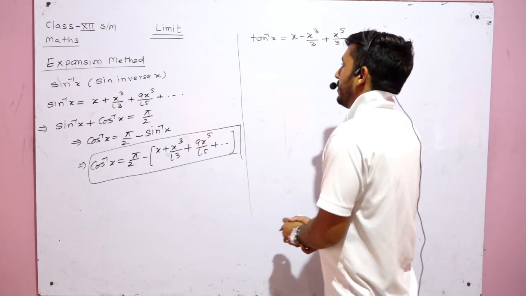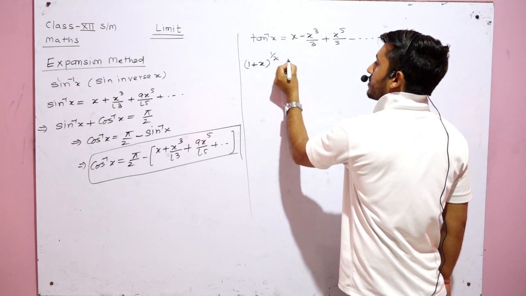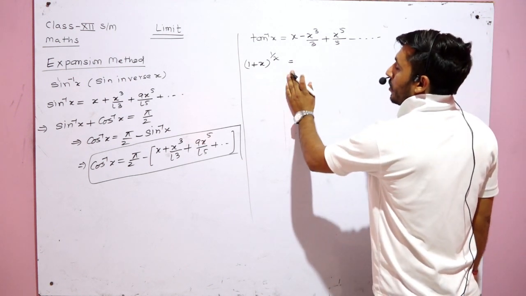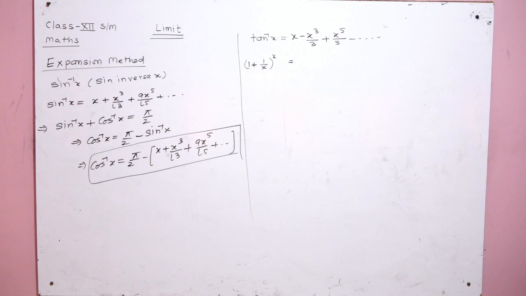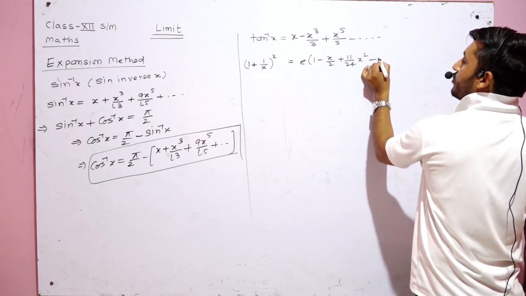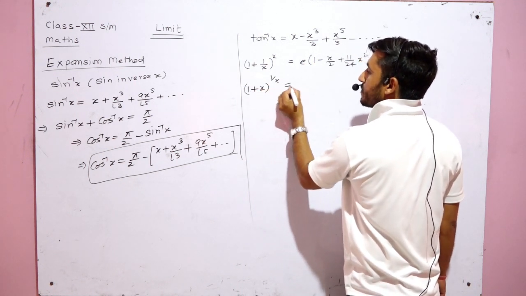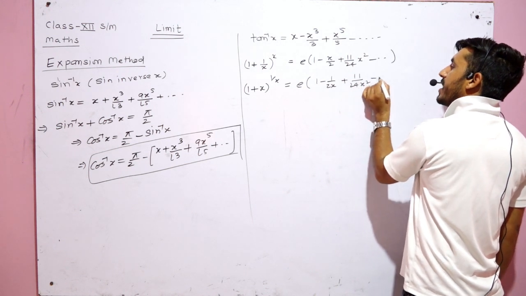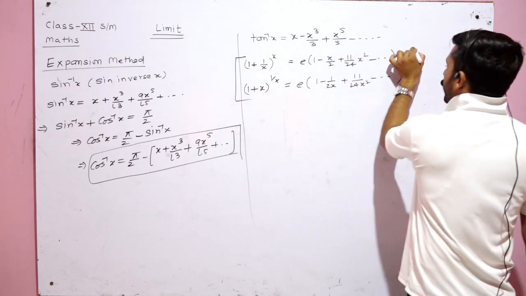Again, if we want to expand a particular function given as 1 plus x to power 1 upon x, first we will find the expansion of 1 plus 1 upon x to power x. It is given as e into 1 minus x by 2 plus 11 by 24 x square and so on. If we are expanding the function 1 plus x to power 1 upon x, the expansion will be e into 1 minus 1 upon 2x plus 11 by 24 x square minus and so on. Okay, these are two special types of functions. You have to note them down.